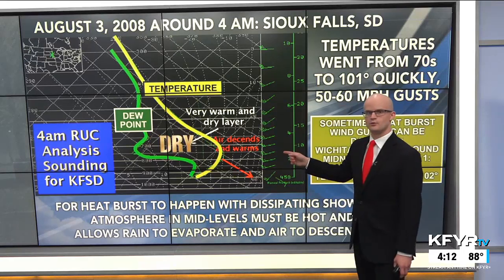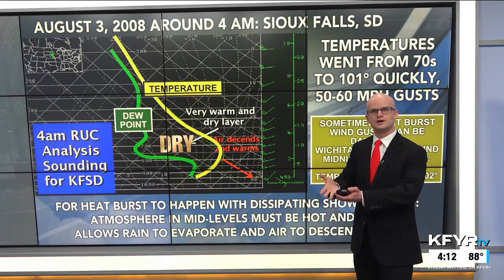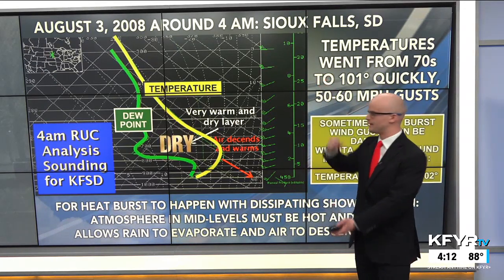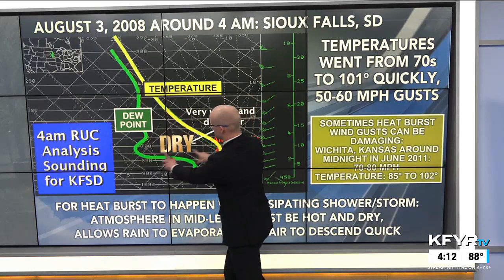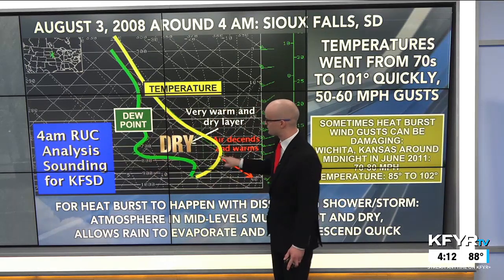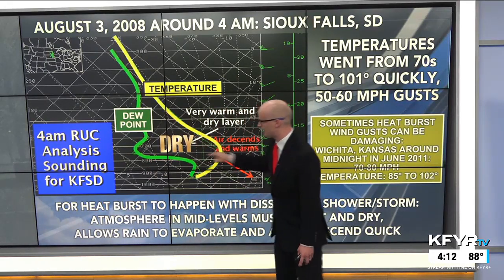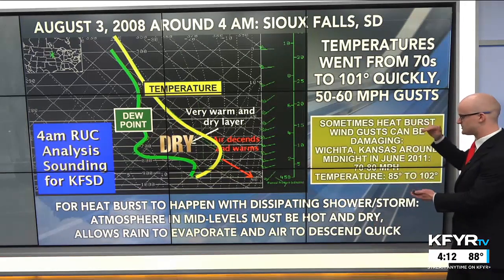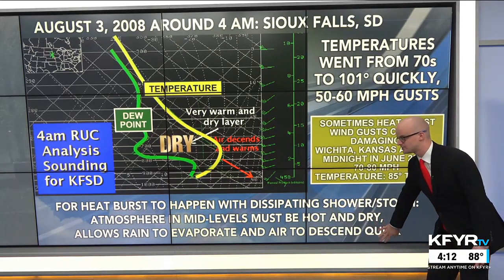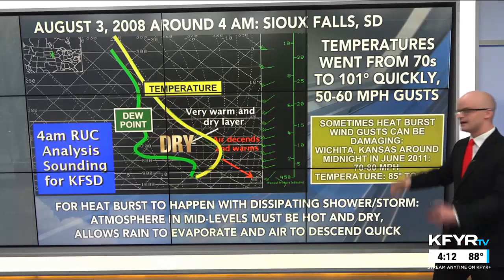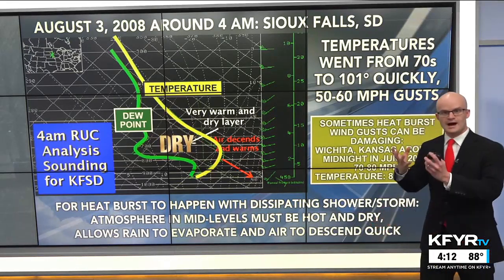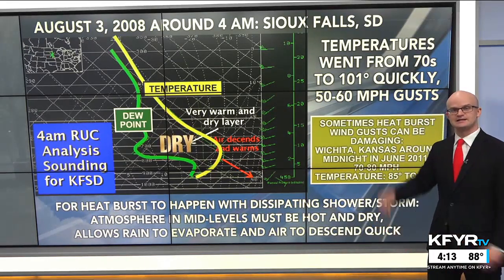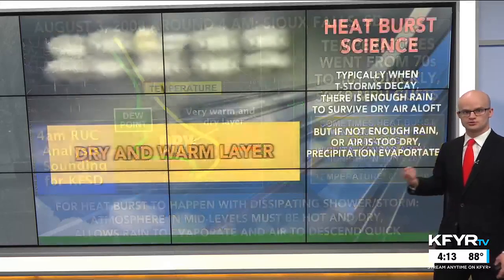So we can look at that with a sounding, or a plot of temperature and dew point all the way up through the atmosphere. And when the dew point and temperature lines are separated, that indicates where that dry air is aloft. So we need that middle layer of the atmosphere to be hot and dry. That allows for all the rain to evaporate and for that warm, sometimes hot air to descend quickly, causing these strong gusts of wind.